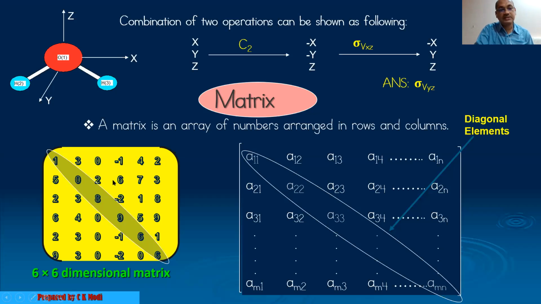So this is a 6 by 6 dimensional matrix. Now, the circle indicates the diagonal elements, running from the top left corner to the bottom right corner. These are the diagonal elements: A11, A22, A33, A44, up to Amn.